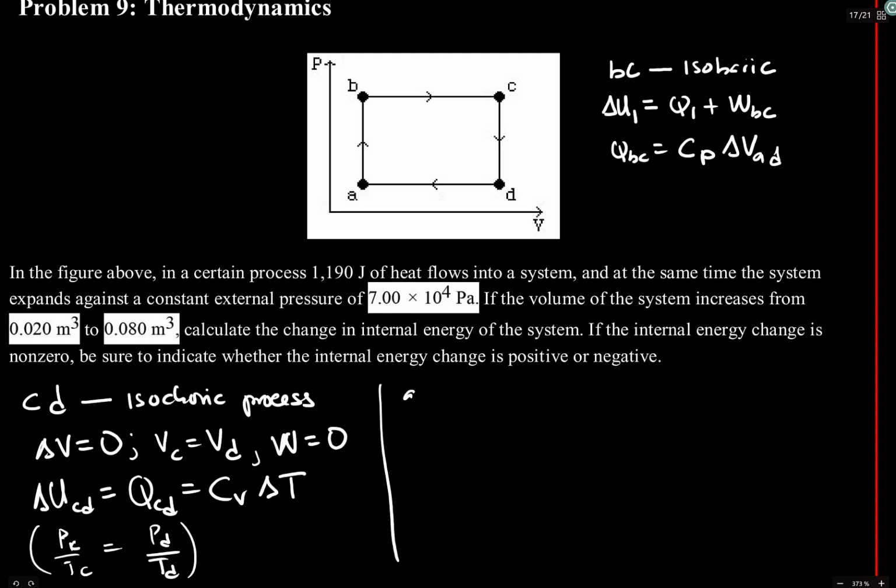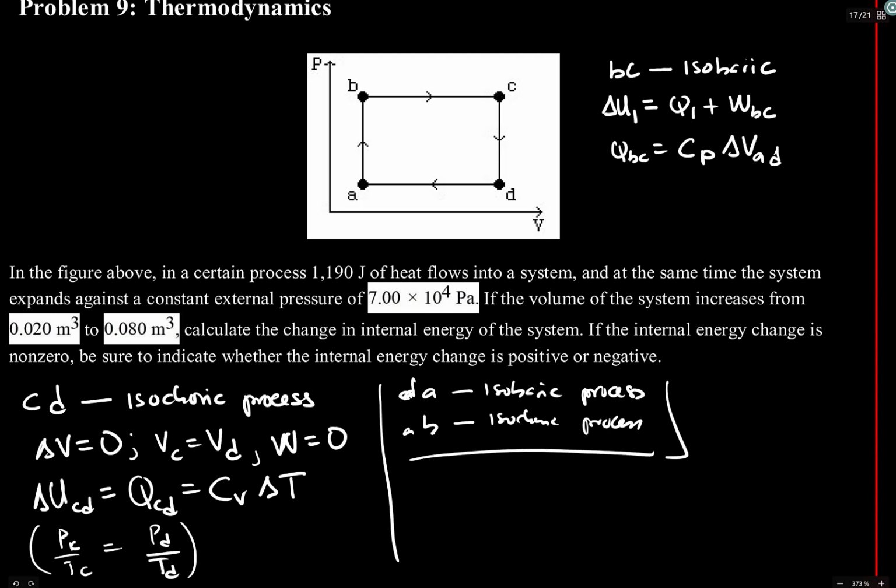Similarly, DA is an isobaric process, as well as AB is an isochoric process. It all repeats itself.